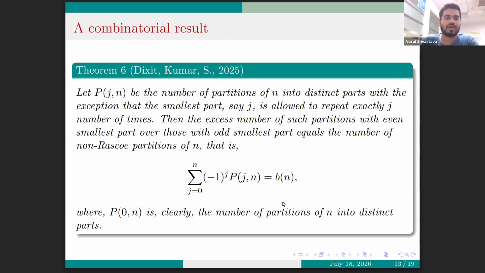Now let me quickly give a combinatorial result, which is an application of theorem 2, as follows. Let p_k(j, n) be the number of partitions of n into distinct parts, with the exception that the smallest part, say j, is allowed to repeat exactly j number of times. So all other parts are distinct, but the smallest part j can repeat exactly j number of times. Then the excess of the number of such partitions with an even smallest part over those with an odd smallest part equals the number of non-Rascoe partitions of n itself. And this is the identity.